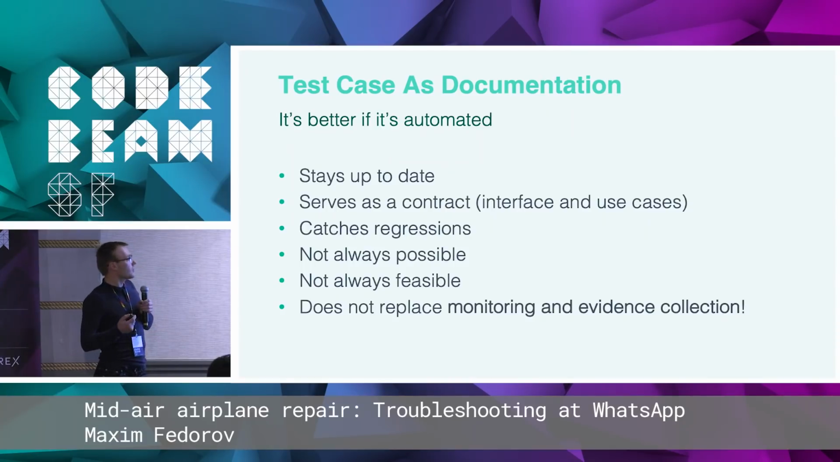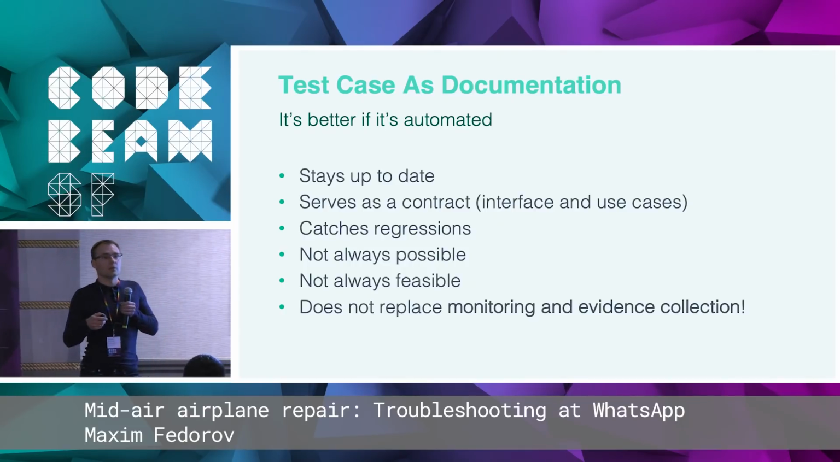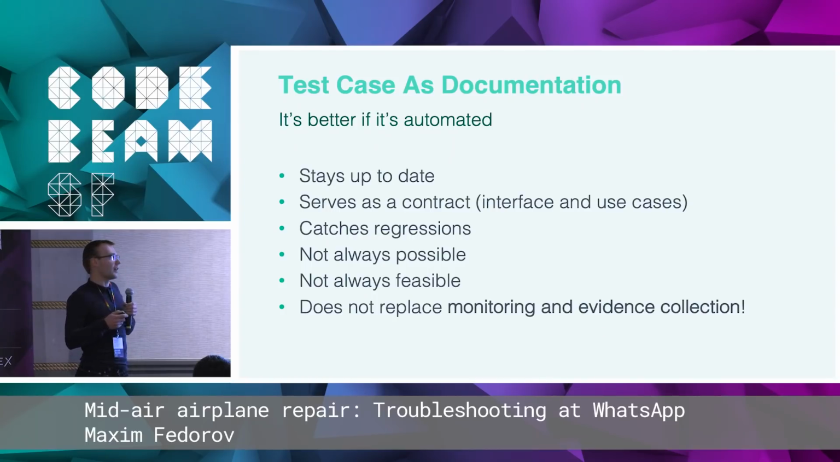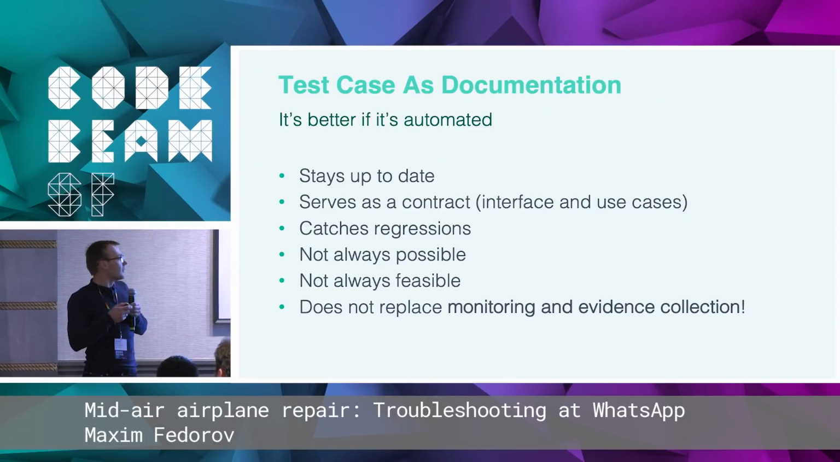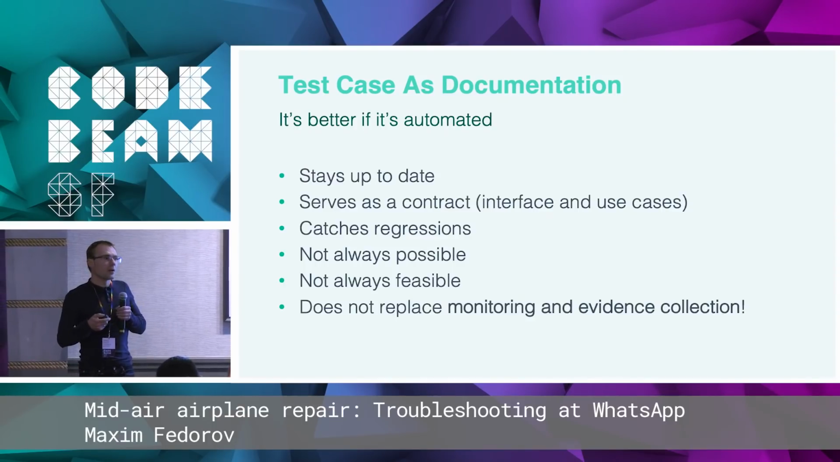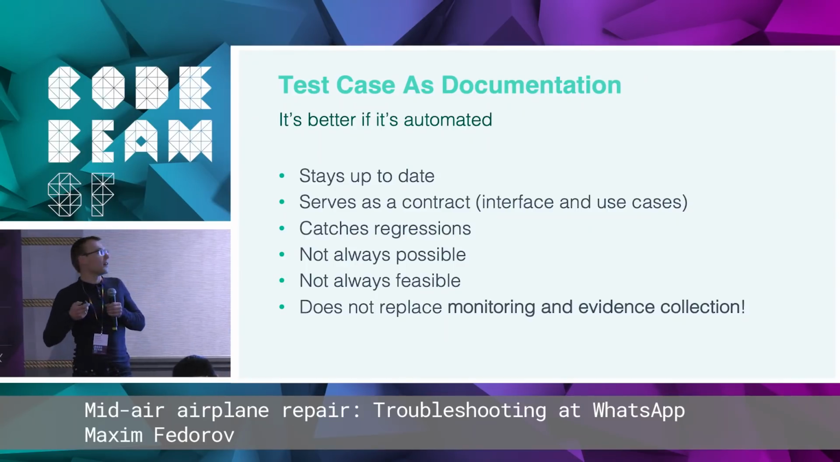The tests may catch or may not catch regressions, but sometimes tests are not possible because you cannot test a football game, for example. Sometimes they're just not feasible because creating a test for some feature may be like 10 times more expensive than, I don't know, just creating another WhatsApp. And that means the test case does not replace monitoring and evidence collection. So if we cannot create a test that absolutely covers everything, then we need to improve monitoring. And next time, when the problem happens, we are really aware of what's happening and how we fix it and how we fixed it last time.